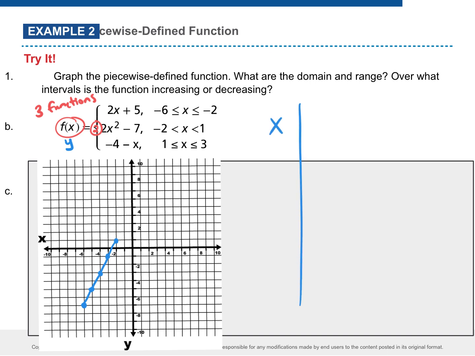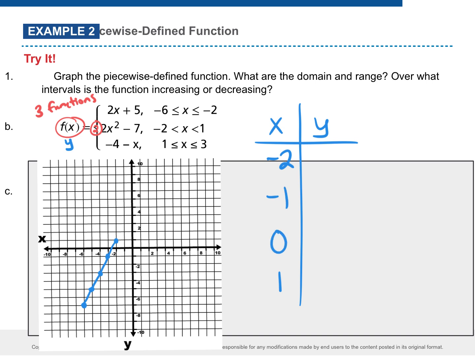So here's my x and my y. We need to decide what values to plug in for x. So remember, where does this interval start? Negative 2. Where does it end? 1. We need all the numbers in between. Negative 1 and 0.